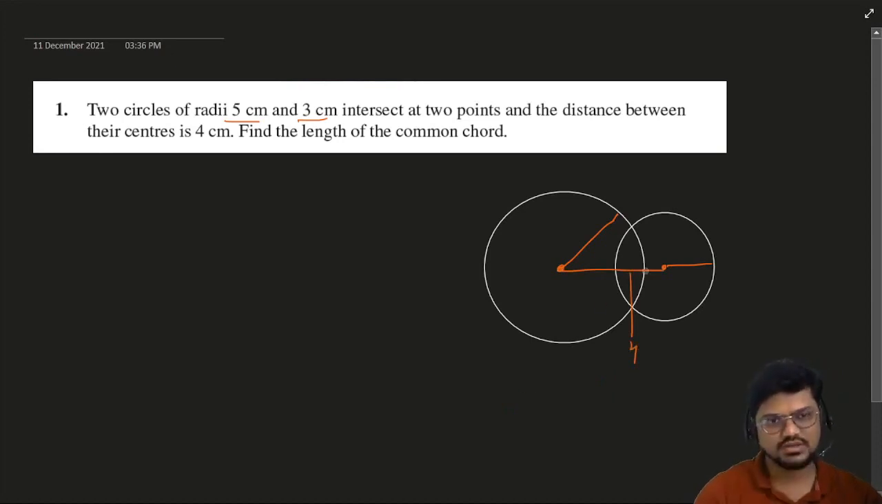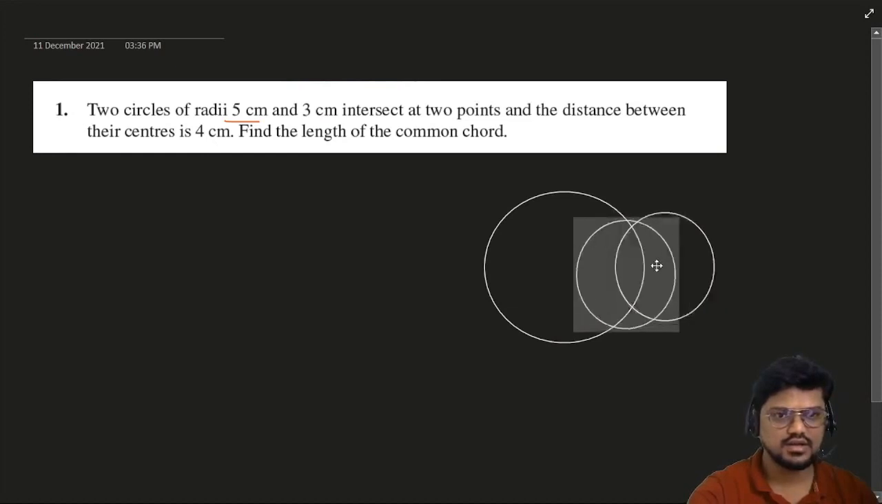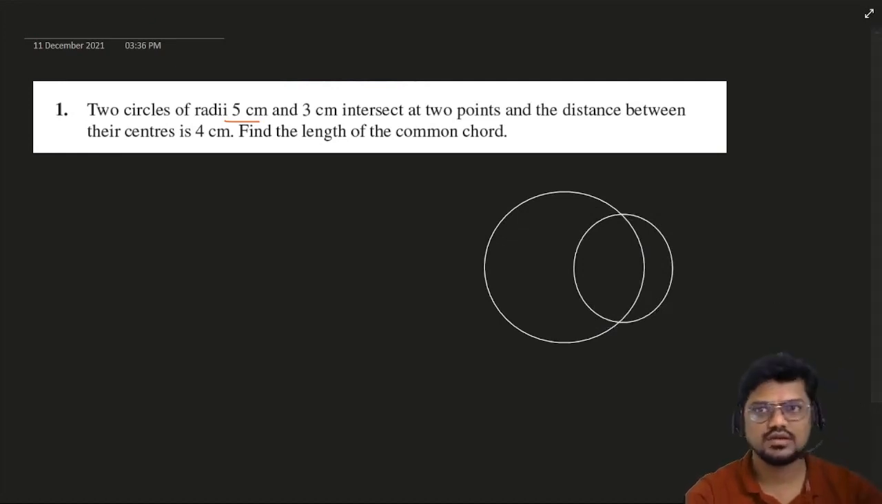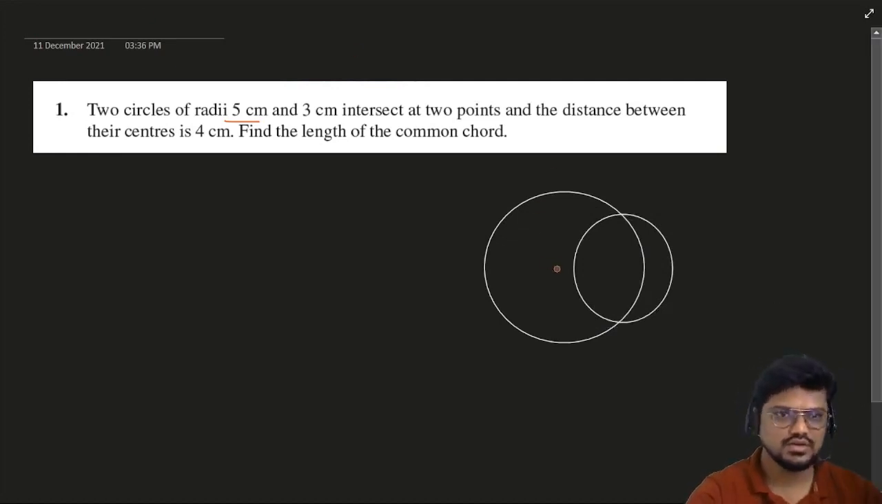Now this is not possible because this length is already 5, right? So the circles are not intersecting like this. The circles are intersecting like this. Got it? The center of the bigger circle is over here, the center of this smaller circle is over here, and the distance between them is this. Are you getting it?